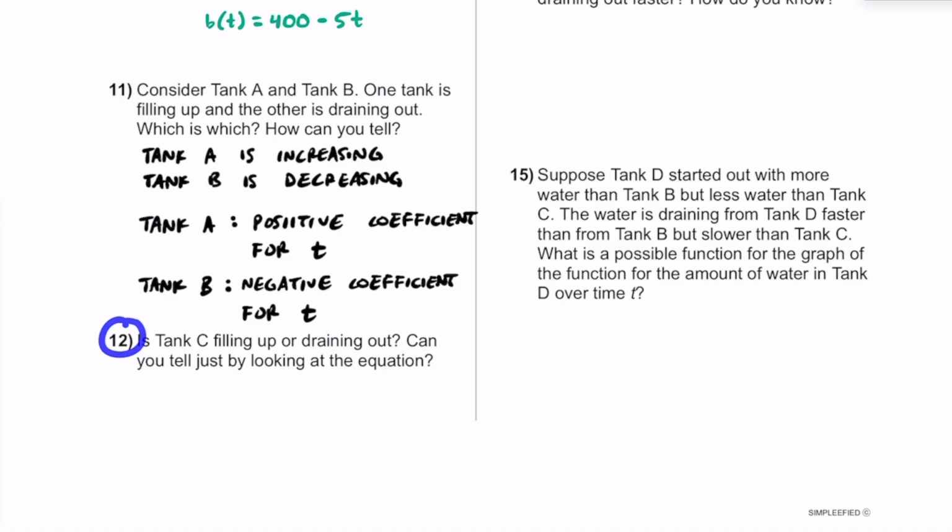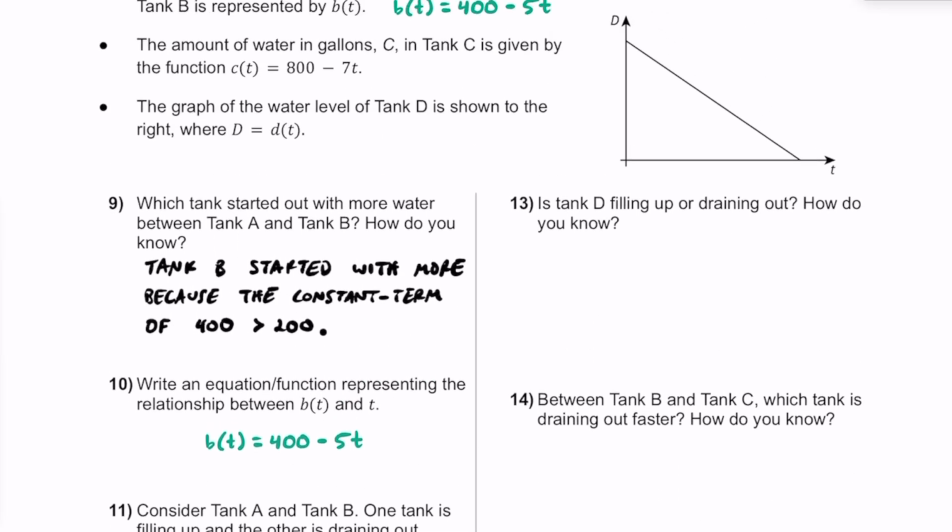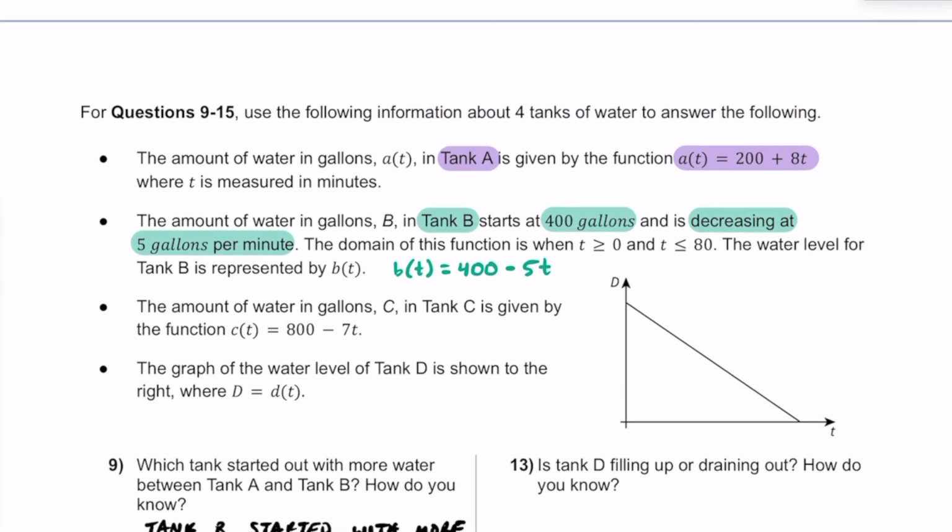What about number 12? For number 12, it's asking us about tank C. So it's saying, is it filling up or is it draining out? Maybe we can find out by looking at these coefficients. Let's see what we know about C here. For this third one, for tank C, it looks like we have this function here, c of t is equal to 800 minus 7t. So ask yourself, what does this 800 mean?